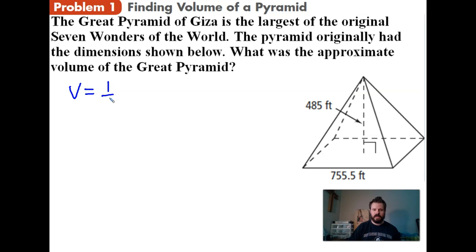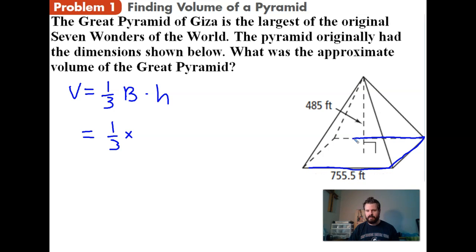Formula we just gave you is V is equal to 1/3 times B times H. And for this one, looks like we have everything we need. I've got the third. We'll multiply that by the area of the base. Now when we say area of the base, we're talking about area of this square at the bottom. Okay, and I know the side length is 755.5, so we'll say 755.5 squared. That's going to give me that area of the base.